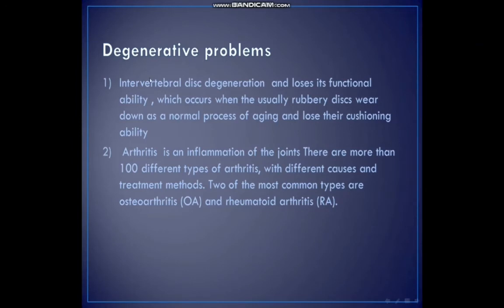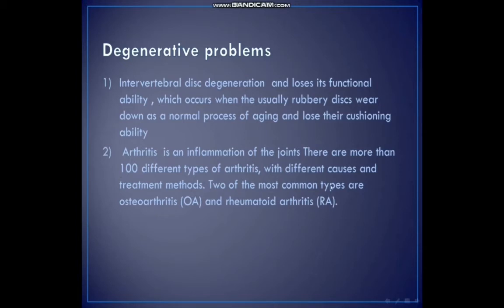The degenerative problems: intervertebral disc degeneration causes the disc to lose its function, which occurs when the usually rubbery discs wear down as a normal process of aging and lose their cushioning ability. So the degenerative problems are the main things you should know about. The joints also lose their cushioning ability. Arthritis is an inflammation of the joint. There are more than 100 different types of arthritis with different causes and treatment methods.